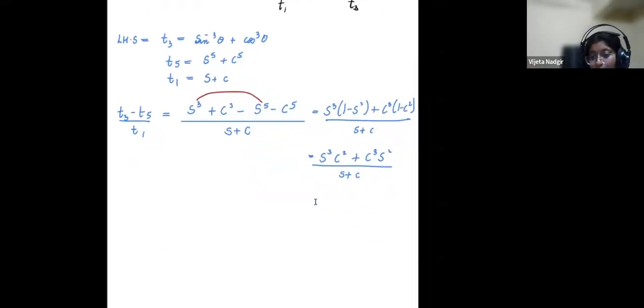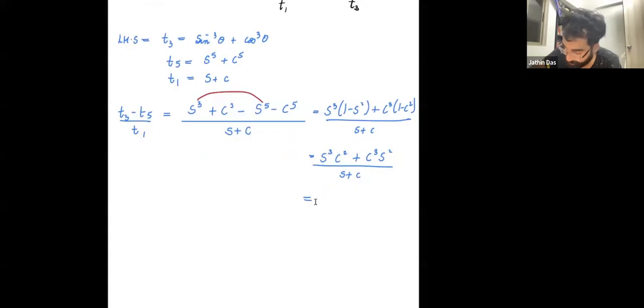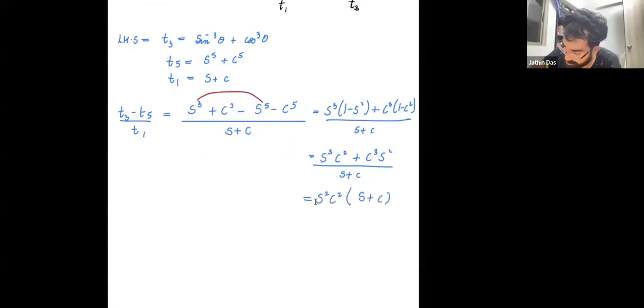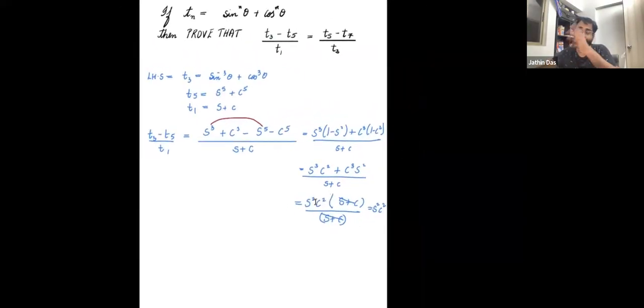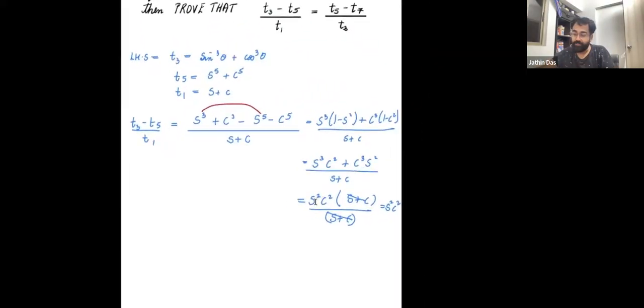Then again you can take sine square and cos square common. You get sine plus cos and sine plus cos, which cancel. It will be sine square cos square. Like that, see, right hand side also you will get the same thing. Excellent.